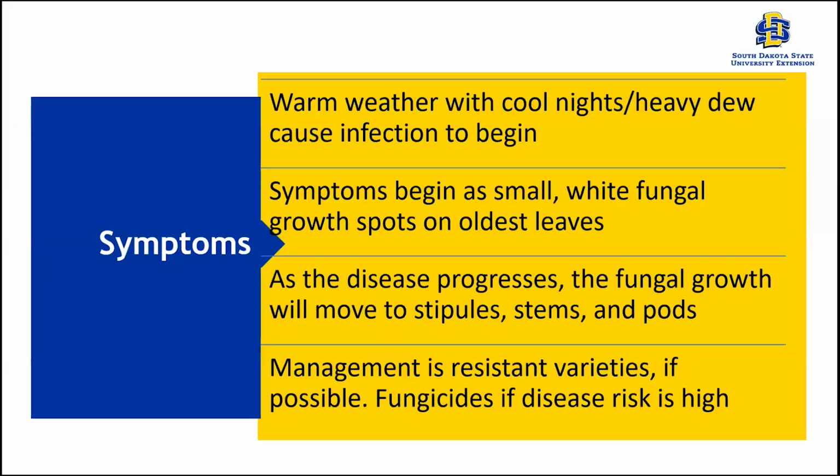Symptoms of powdery mildew. So warm weather with cool nights and a heavy dew is going to be the perfect conditions for this disease to begin. The symptoms are going to start as small white fungal spots on the oldest leaves of the plants. As the disease progresses, the fungus is going to move up the plant and start infecting stems and pods. Management is going to be resistant varieties if possible. It's not always possible to get those. There are also fungicides that can be applied if the disease risk is high or if it showed up earlier in the growing season than expected.